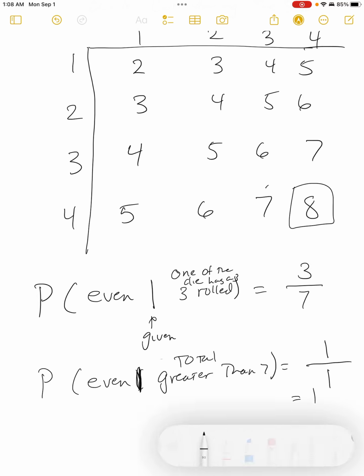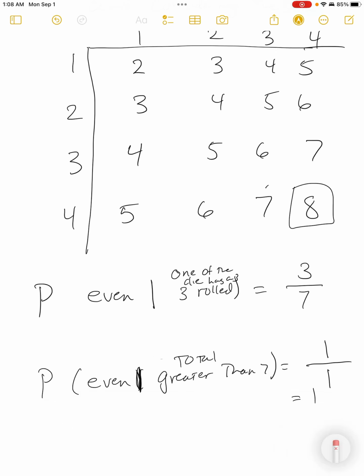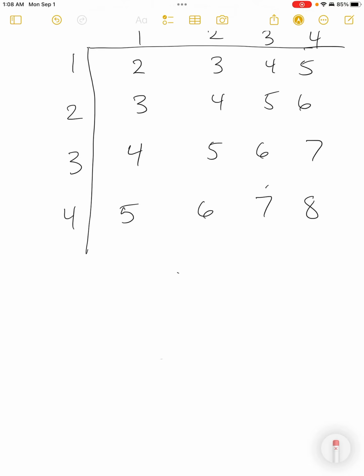So pretty interesting there. I'm going to keep this space open, so hopefully you're okay if I just erase these things. You can always back up the video. But again, out of the one thing present in my sample space, because I know it's greater than 7, only one of those totals is greater than 7, what's the probability that it's even? Well, it is even, so it's 1 over 1 or just 1. It's a sure thing to happen. Let's reverse that a little bit.